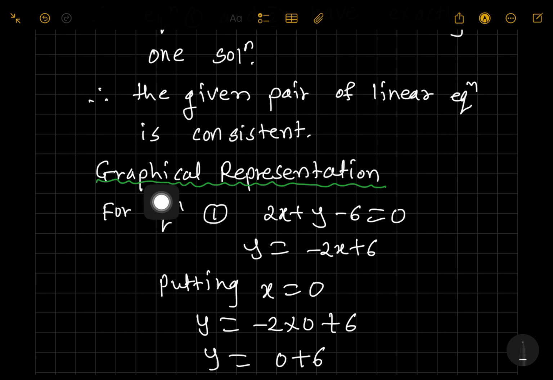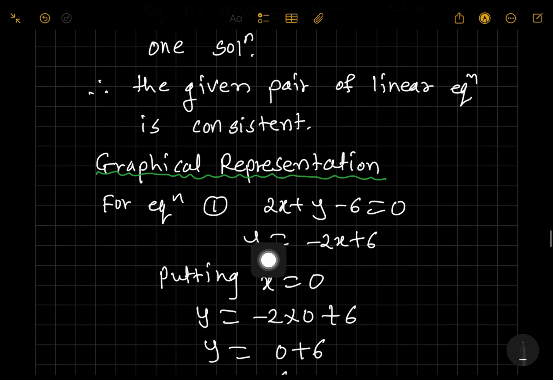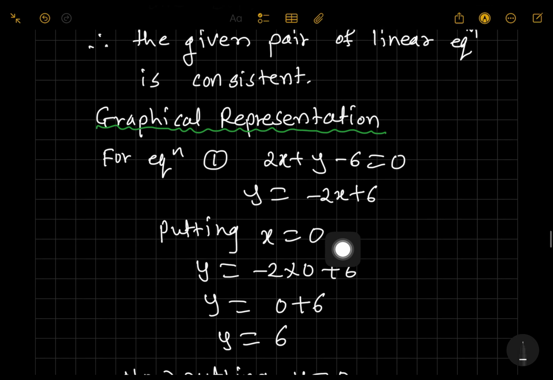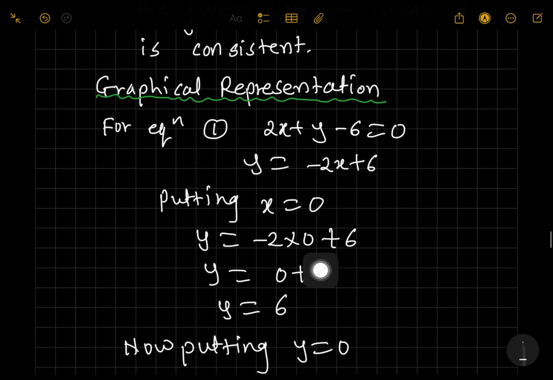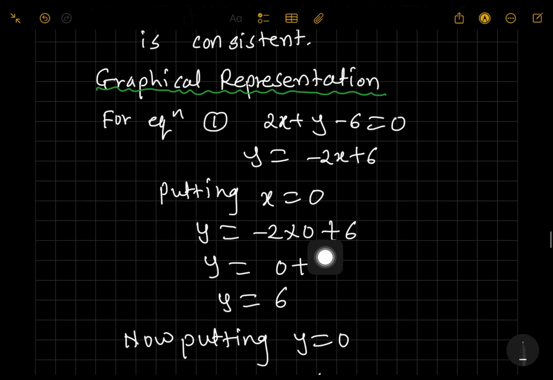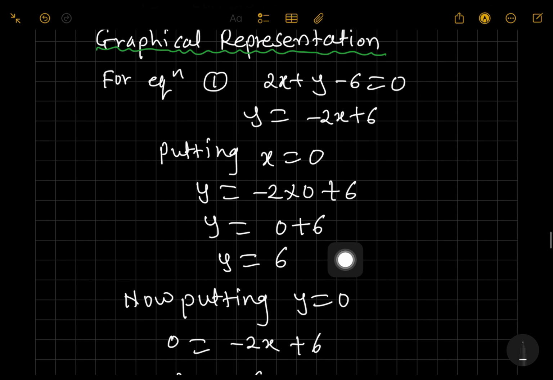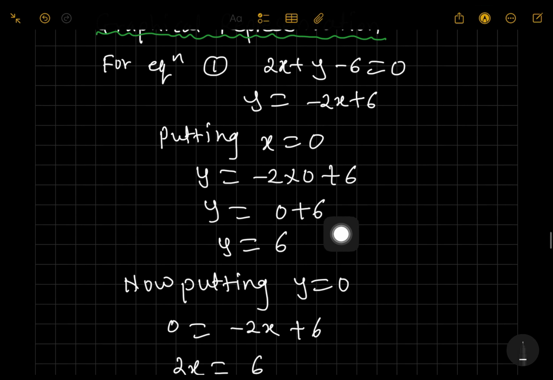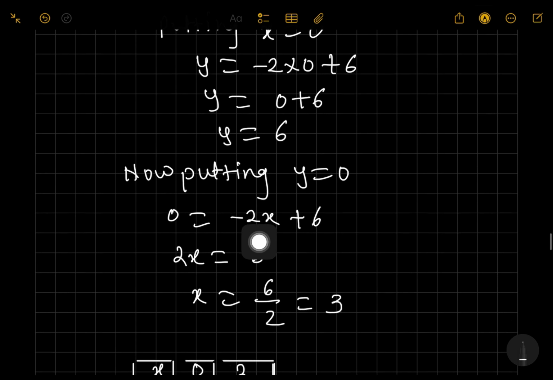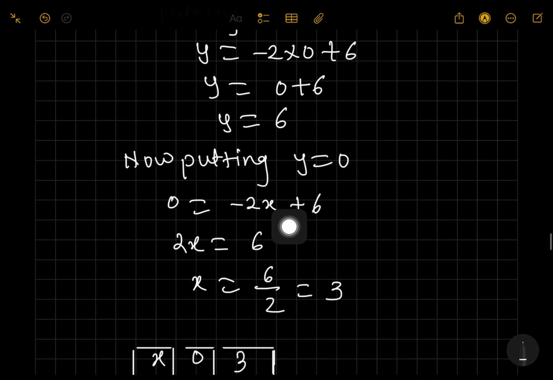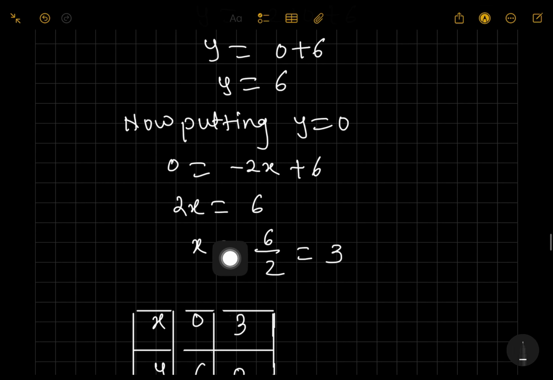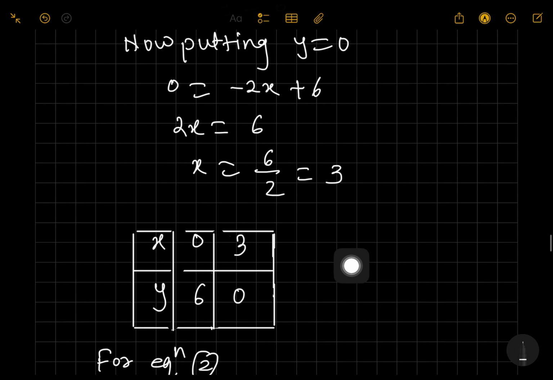Now you can draw the graph, the graphical representation. In the same way, you can take any values for x. Suppose x equal to 0, put it in this equation: 2 into 0 plus y equal to 6, so y equal to 6. Now putting y equal to 0, 0 equal to minus 2x plus 6, we bring 2x to the other side, 2x equal to 6. X equal to 6 upon 2, which is 3.